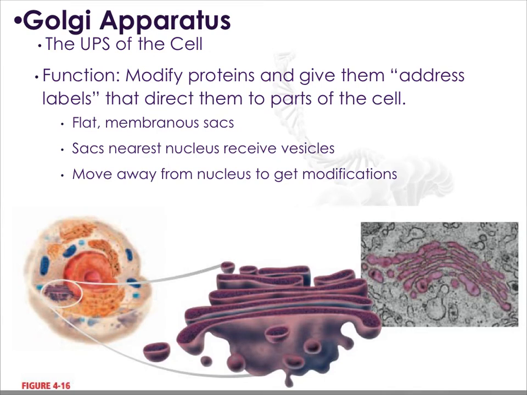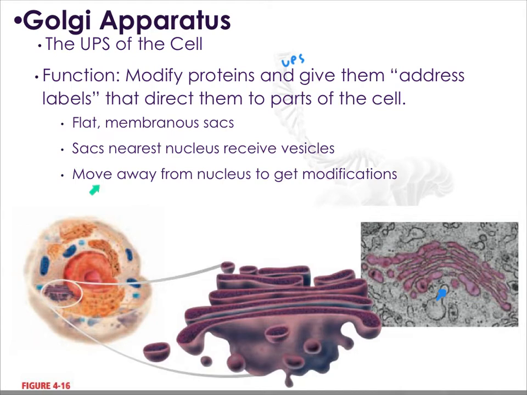Okay, the Golgi apparatus. This one is also a flat membranous sac. The function is to modify proteins and give them address labels. So this one is like the actual UPS. The last one sort of got things ready to go. This one's actually where it's going. Flat membranous sacs. The sacs nearest the nucleus receive vesicles. So here you can kind of see the nucleus sending out, over here in our picture on the right, a vesicle or a small membrane sac towards this Golgi that they've dyed purple.